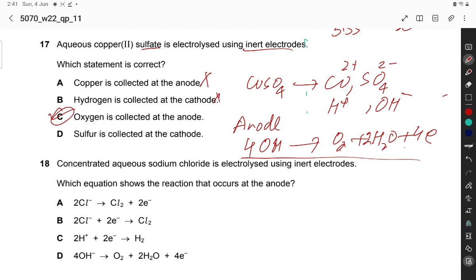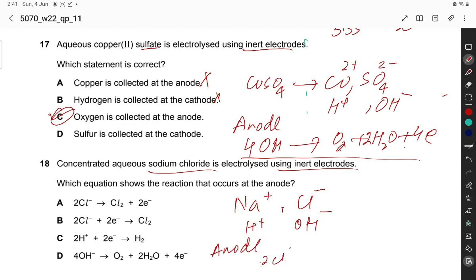Question number 18. Concentrated aqueous sodium chloride is electrolyzed using inert electrodes. Which equation shows the reaction that occurs at the anode? Sodium chloride is electrolyzed by using inert. We have Na positive, Cl negative, H positive, OH negative. At anode, this is concentrated aqueous solution, 2 Cl negative to form Cl2 plus 2 electron. While at cathode, hydrogen ions gain 2 electron to form H2 gas.